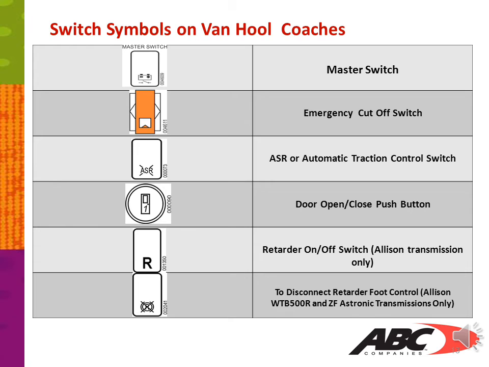The round push button switch with the door symbol is to open or close the door. Then you have your retarder on and off switch for your Allison transmission only. And underneath that you have your switch to disconnect the retarder foot control for your Allison or ZF transmission.